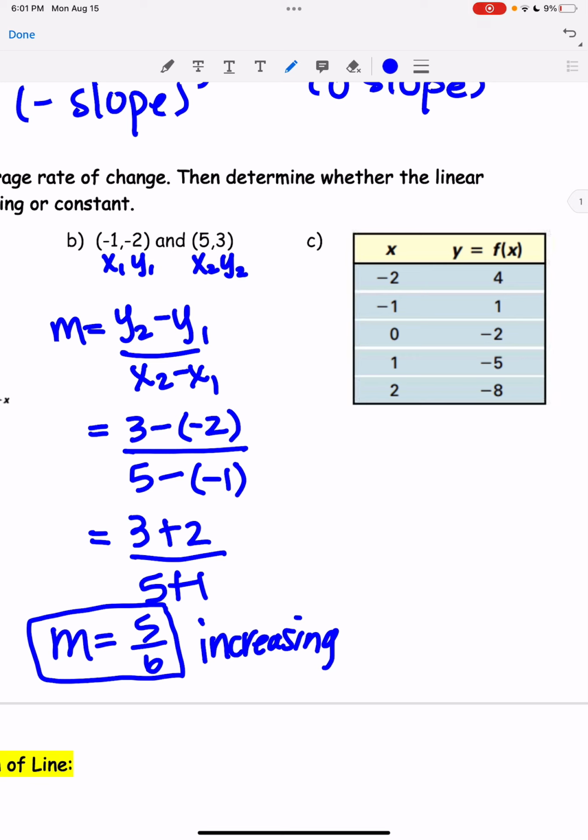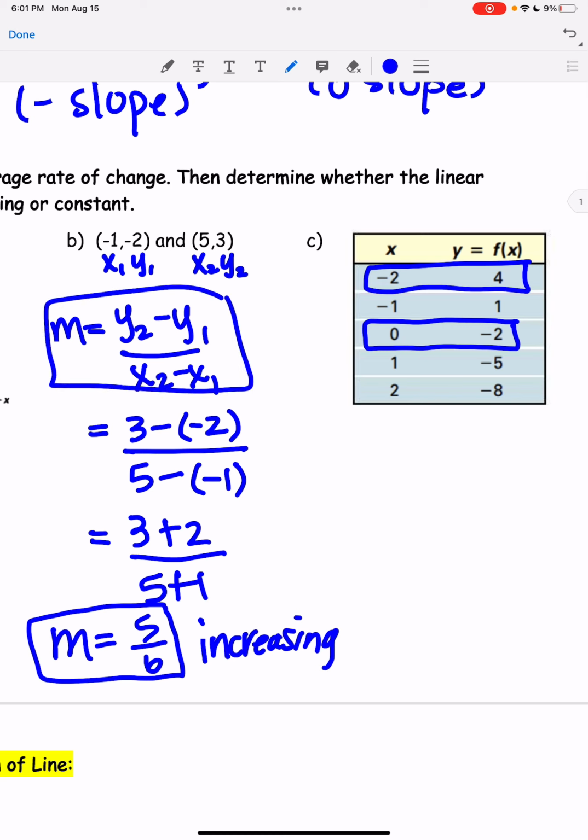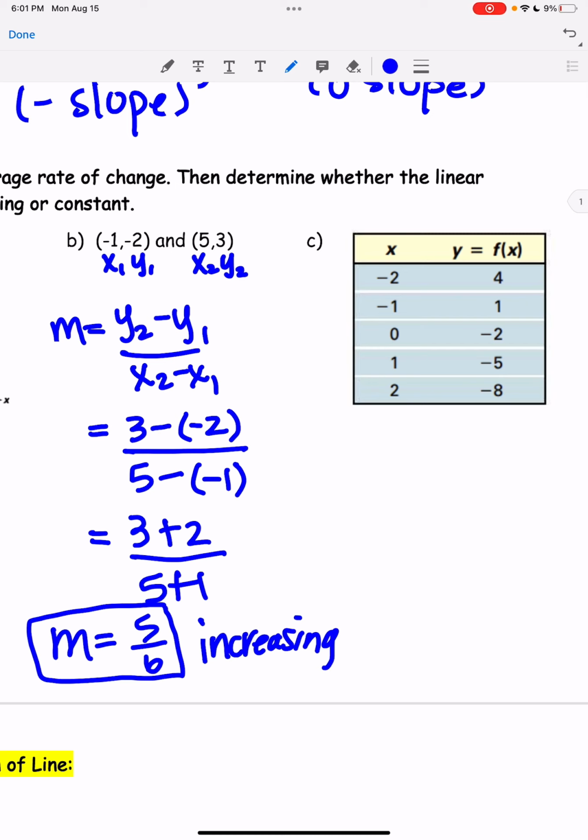Okay, and then lastly here, you're given a table. Now, when you're given a table like this, you can do the same thing that we just did here on B. You could say, here's my x1, y1, pick another point. This one's my x2, my y2, and use your formula here. The easiest thing to do, though, whenever you get a table, is to use your delta y over your delta x.